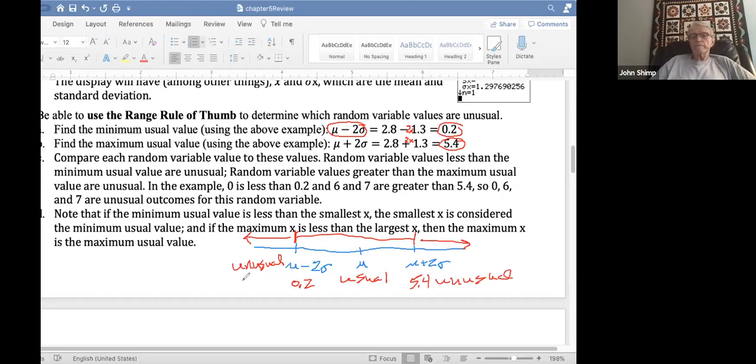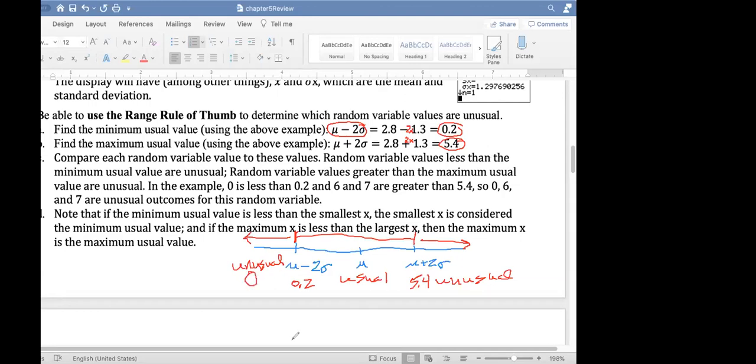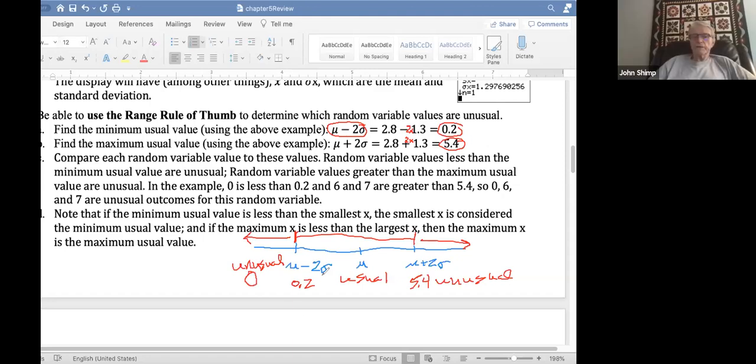Well, X is 0, 1, 2, 3, 4, 5, 6, or 7. What values are smaller than 0.2? Anybody? Nobody? Well, 0 is. 1 is between these two numbers. 2 is, 3 is, 4 is, 5 is. But what about bigger than this? So 6 and 7 are unusual. Unusually large. 0 is unusually small.